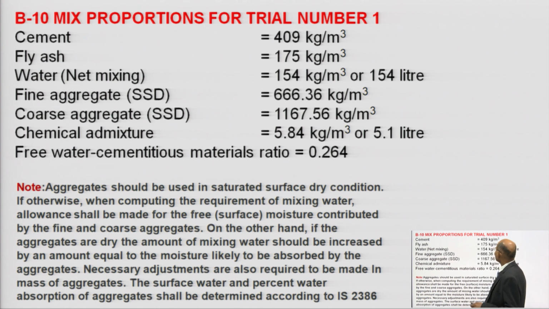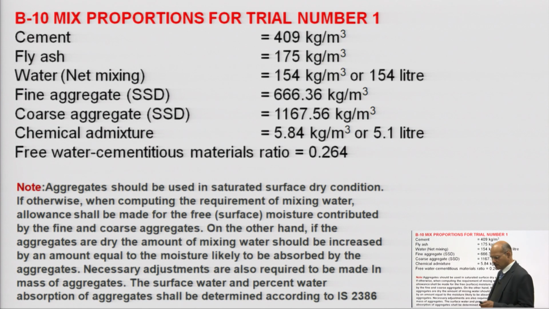So, mix proportion for trial number 1 is cement 409 kg, fly ash 175 kg, water 154 kg per meter cube, or you can take it in volume also. Fine aggregate 666.36, coarse aggregate 1167.56, chemical admixture 5.84, and free water cement ratio is 0.64 here.